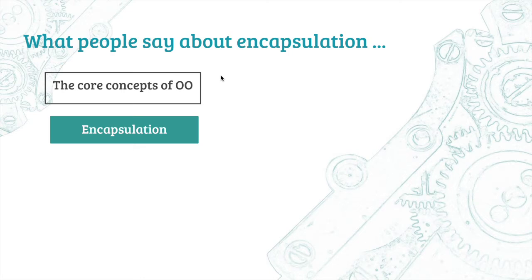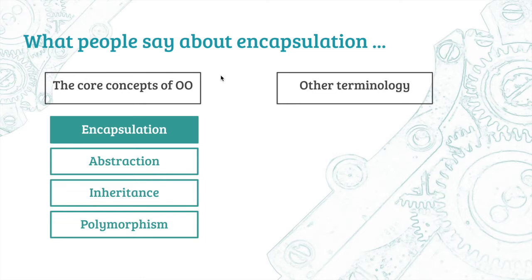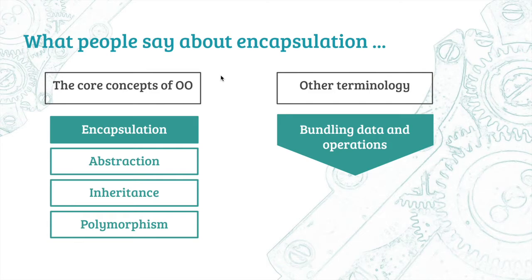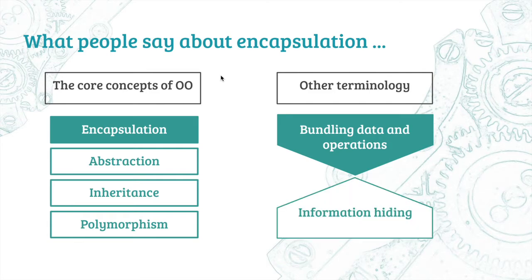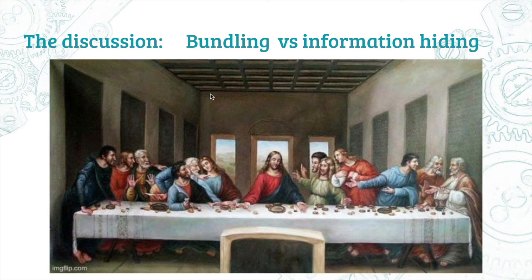Encapsulation is one of the core concepts of object-oriented programming. Other core concepts are abstraction, inheritance, and polymorphism. Now, when people talk about encapsulation, there's a couple of terms that they often use. That being bundling data and operations versus information hiding. Now, in this slide, these two terms seem to be pointing toward each other, and there's a very good reason for that. It seems like there is a never-ending discussion about bundling versus information hiding.